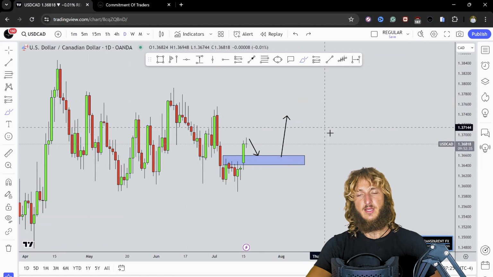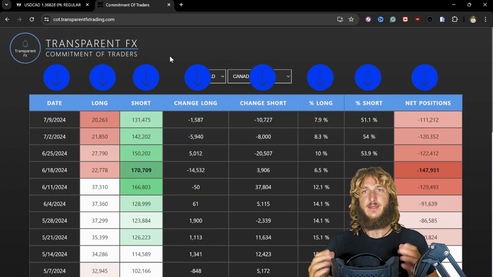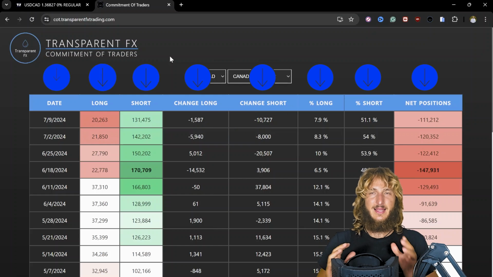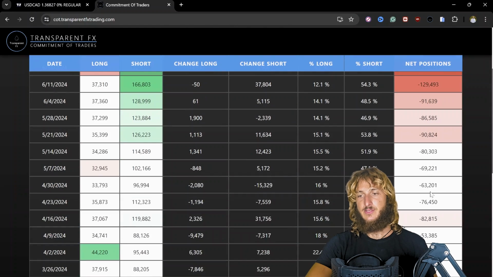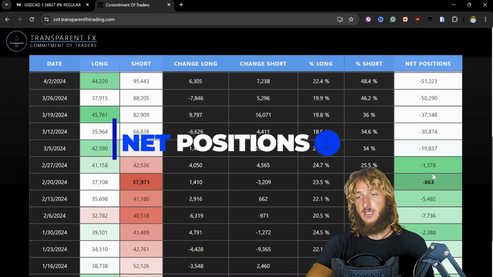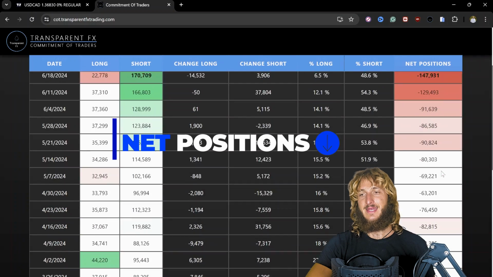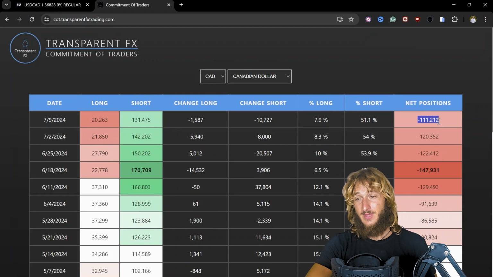Now, speaking about institutional longing, let's see what we have when it comes to the commitment of traders, so what hedge funds and the big players in the market are doing, and let's check the data precisely for the CAD. What we can see here is that with the last reports, in the long run, net positions have been massively decreased. We went from having minus 800 to now minus 111K, essentially 111,000 net positions on the negative side.